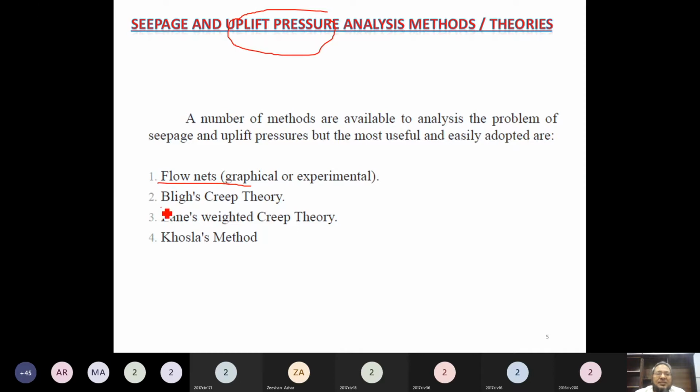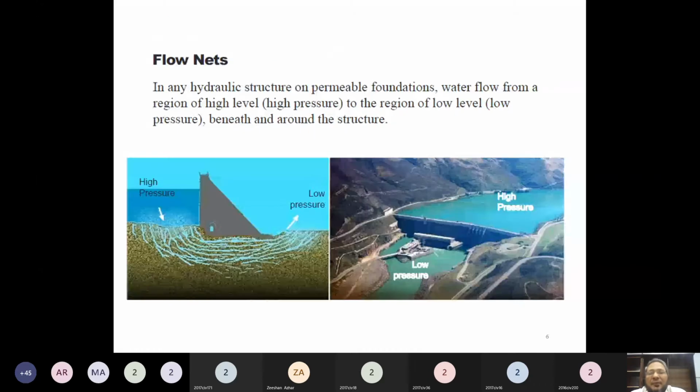The second is Bligh's creep theory. The third is Lane weighted creep theory, and the fourth is Khosla's method. So these are the methods which help us in determining the uplift pressures on the barrages or any hydraulic structures, and also the safety against the undermining or piping. The first one is the flow nets.